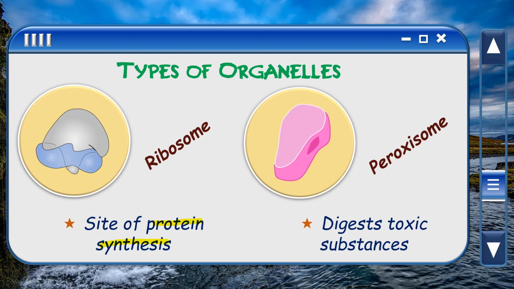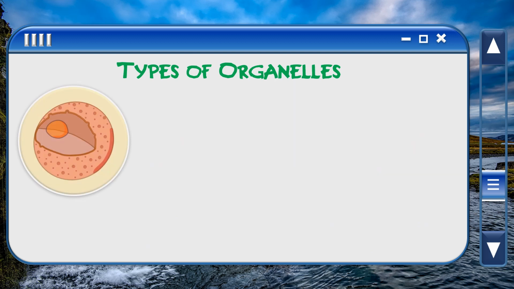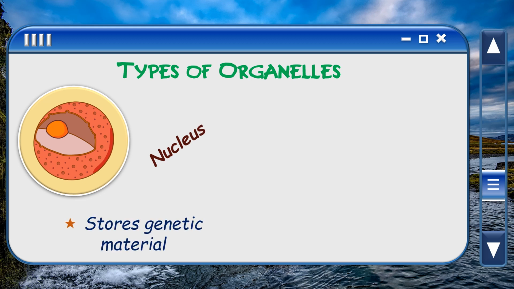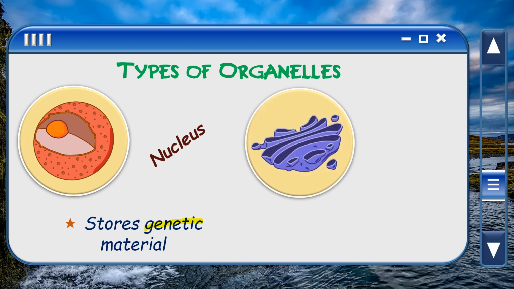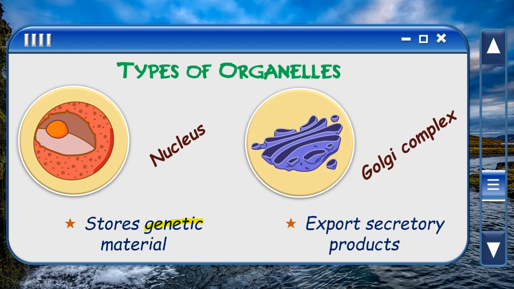We have the peroxisomes. These are organelles found in the cell that digest toxic substances. We have the nucleus. The nucleus stores genetic materials. We have the Golgi complex. This one is secretory, or it exports secretory products.